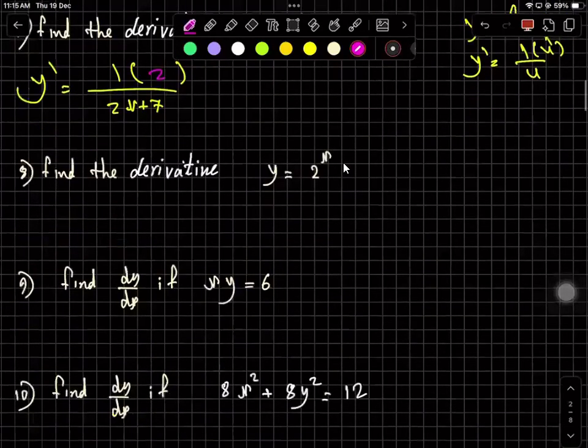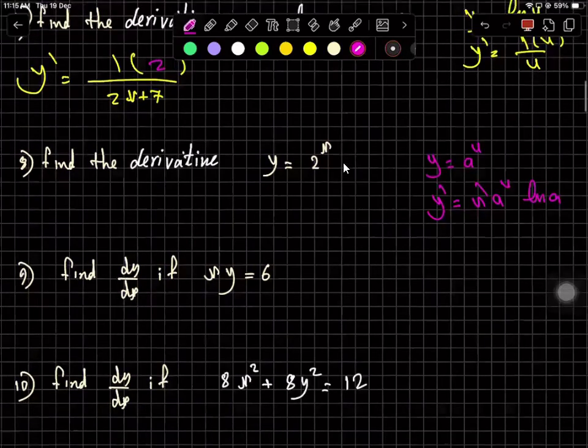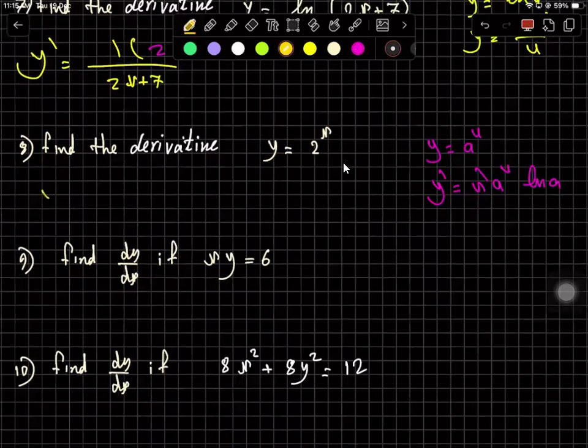Y equal 2 to the power x. What is the derivative here? This is y equal a to the power u. Its derivative will be the same, a to the power u, multiplied by ln a, multiplied by the derivative of the exponent. Okay? So here, y prime is 2 to the power x, multiplied by ln 2, and the derivative of x is 1.